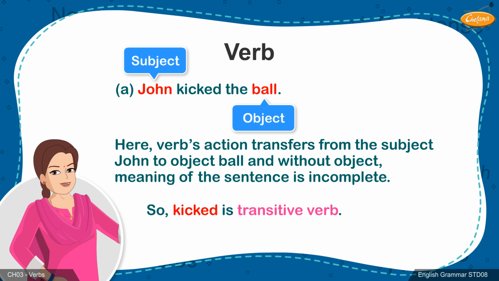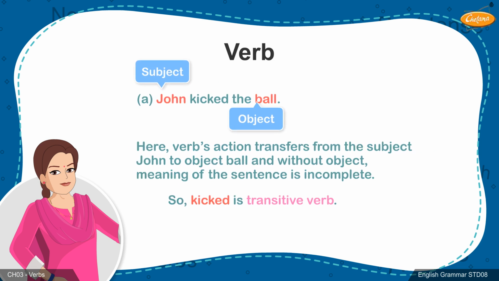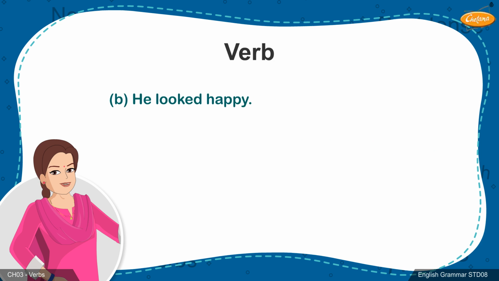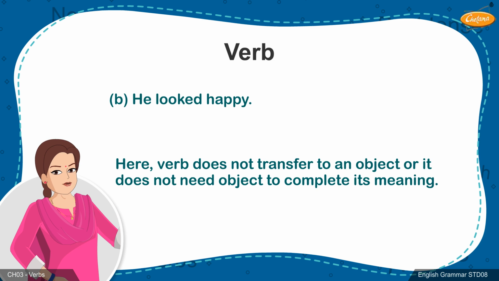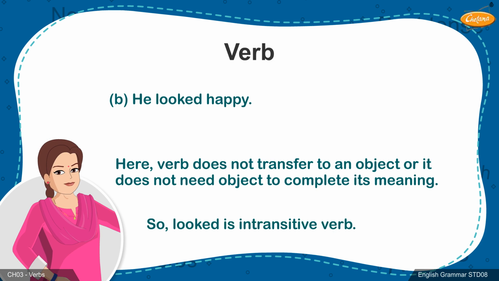Now, let us look at another sentence. He looked happy. The verb does not transfer onto an object. This means this verb does not need an object to complete its meaning. Therefore, looked is an intransitive verb.